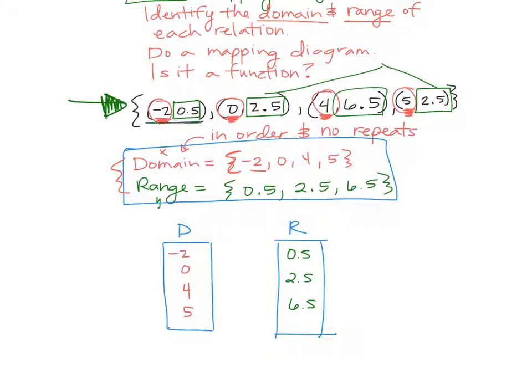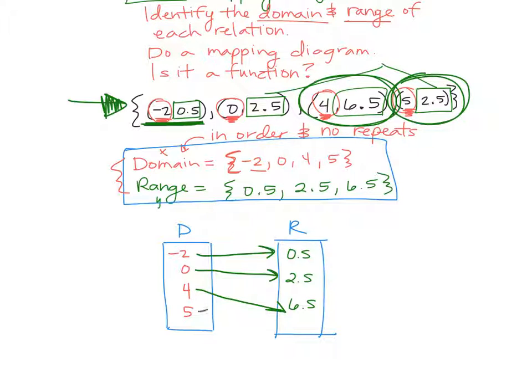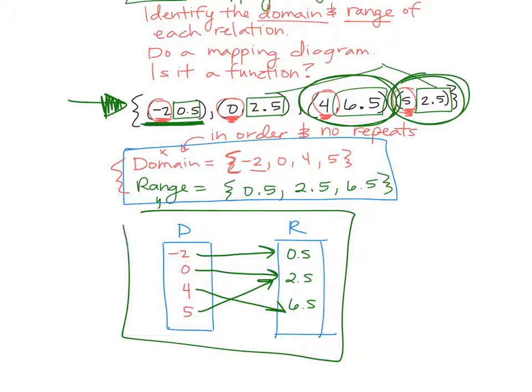So my first one was -2, 0.5. So I'm going to draw an arrow from -2 to 0.5. Okay? Your second one is 0, 2.5. So I'm going to draw a line from 0 to 2.5. Your third one is 4, right? This point up here, 4, 6.5. So I draw an arrow there. And then my last one is 5, 2.5. Okay, this is a mapping diagram.